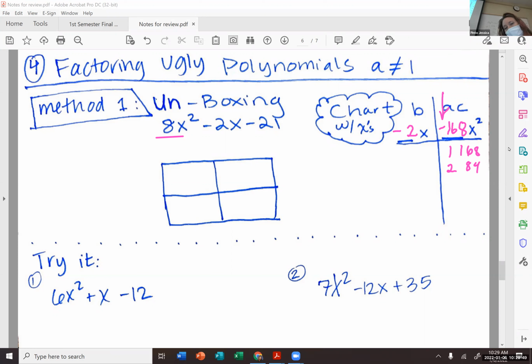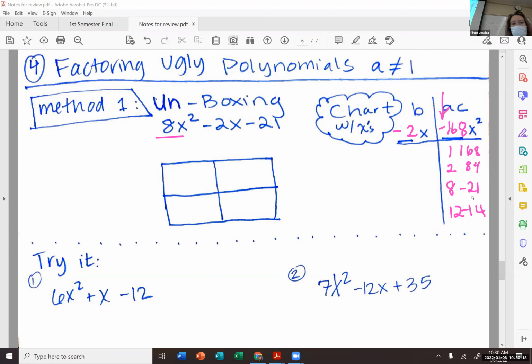Maybe it's something else. Maybe it's 8 and negative 21. Nope, it's not that. You found it? 12? 12 and 14. Yes, the 14 will be negative. Students, we love 12 and 14.